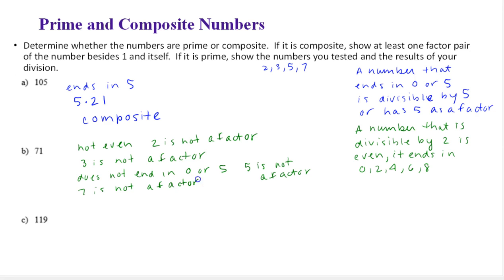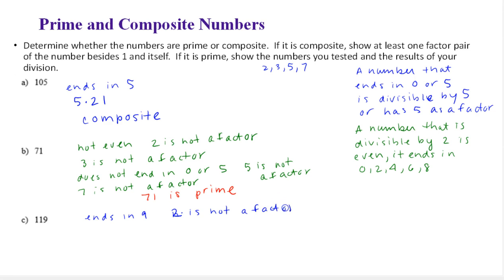So now that we've tested whether it's divisible by 2, 3, 5, and 7, and it is not, that means that 71 is a prime number. Let's check 119. So, it ends in 9. So 2 is not a factor.